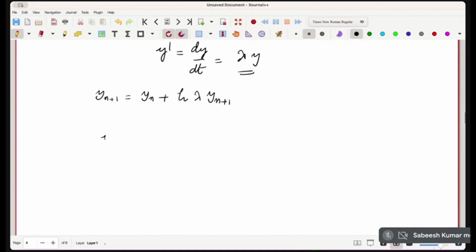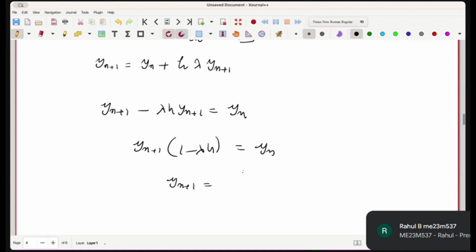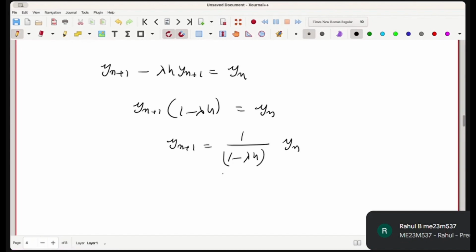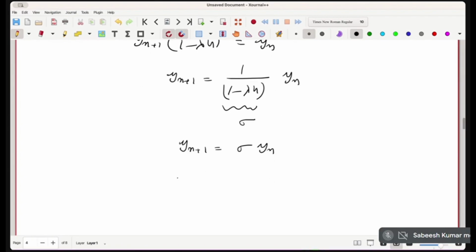That means if I were to group the terms, then yn plus 1 minus lambda h yn plus 1 equals yn. That means yn plus 1 times 1 minus lambda h equals yn, or we can write yn plus 1 equals 1 by 1 minus lambda h times yn. Okay, so let us call this sigma. Then yn plus 1 equals sigma times yn. Just like we have done for the explicit Euler method, we can write yn equals sigma to the power n times y0.